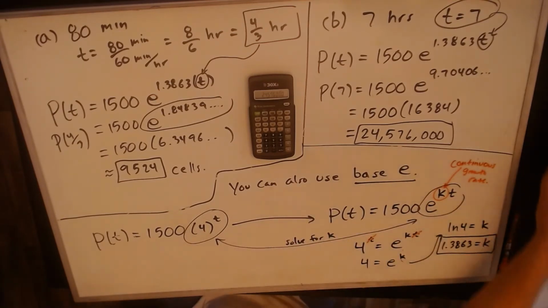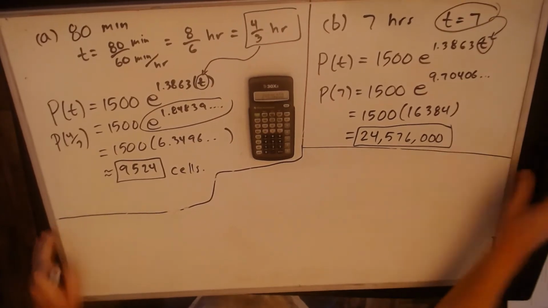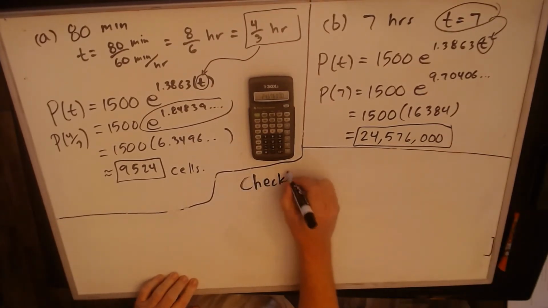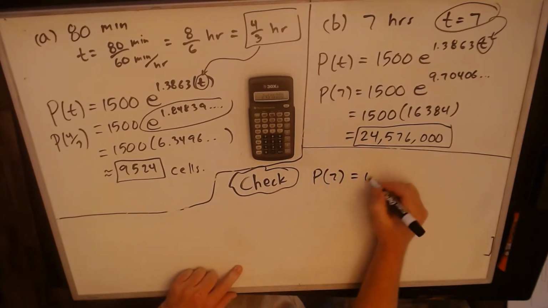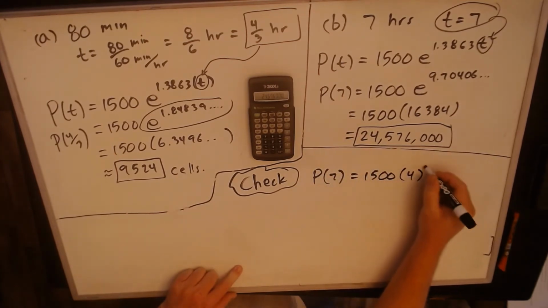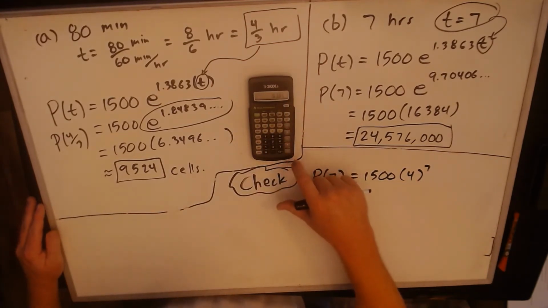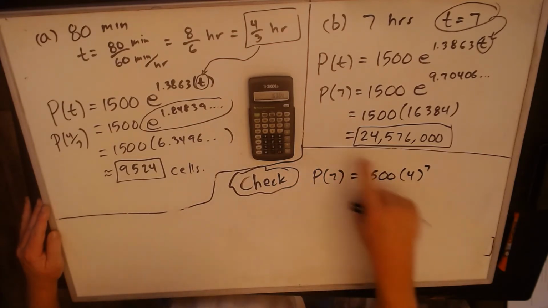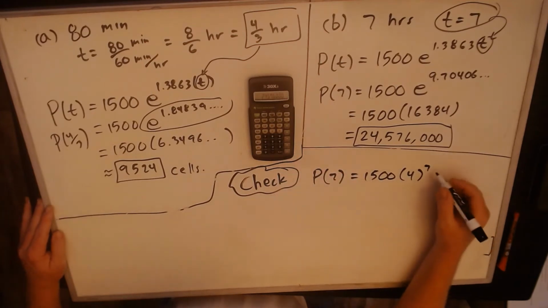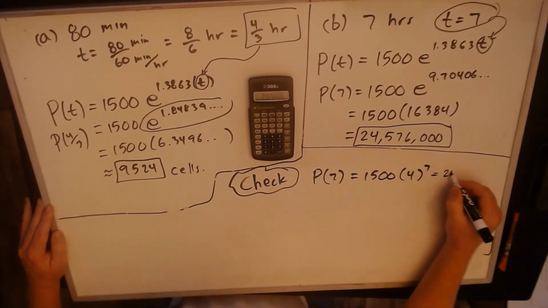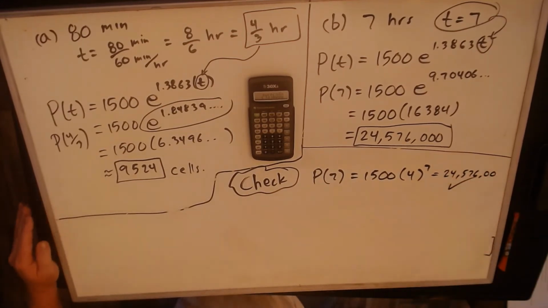I sure hope that's the same. Now I'm suspicious. You know, I've made a lot of mistakes lately, so let's check our answer. So let's just check this one. P of 7 was 1,500 times 4 to the 7th. 4 to the 7th times 1,500. Yep. 24,576,000. Check. Comes out to be the same.